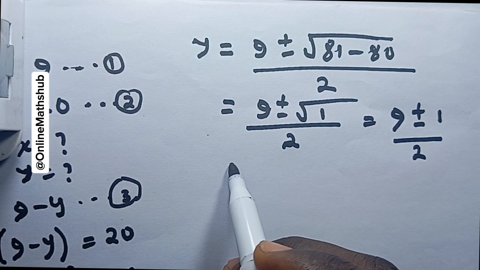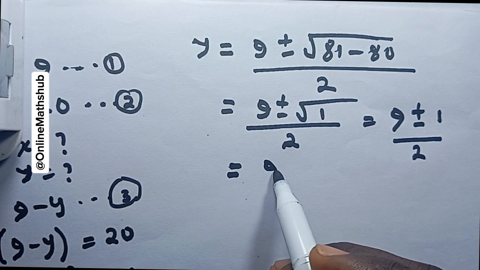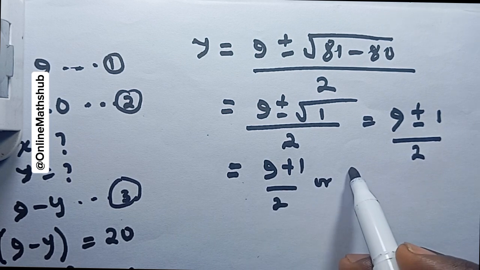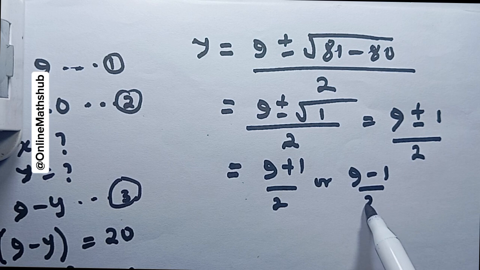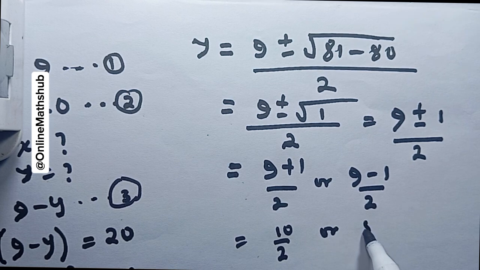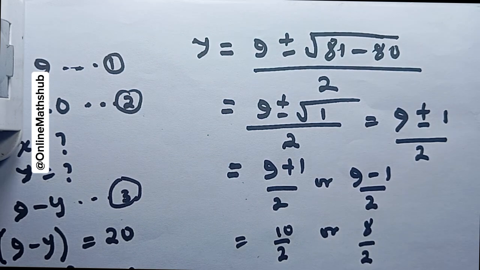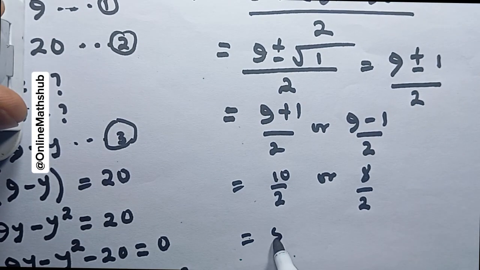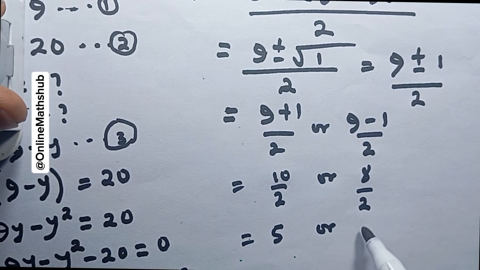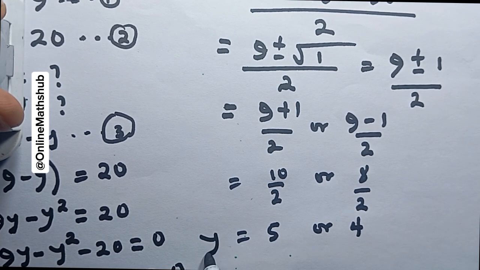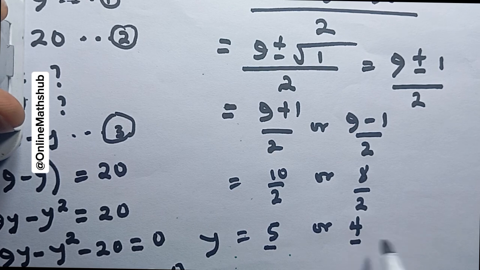So when you evaluate this, you're going to be having 9 plus 1 divided by 2, or 9 minus 1 divided by 2. Okay, so for this case, you're going to be having 10 divided by 2, or 8 divided by 2. Okay, and then of course, this one is equal to 5 or 4. So eventually you see that y is equal to 5 or 4.